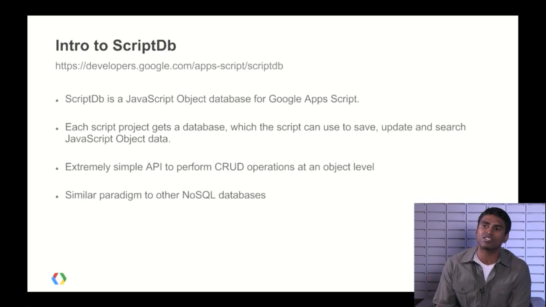It's a JavaScript object database. So what you're able to do is take native JavaScript objects and dump them right into this database, which is really powerful. Every script project gets its own database, so you have a scope that is wide to the entire script. Multiple users can share the same database. You can segment out data by having multiple different properties for different users, but it's scoped at the script level.